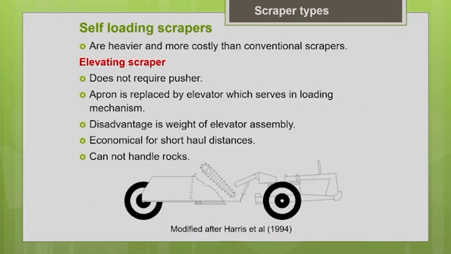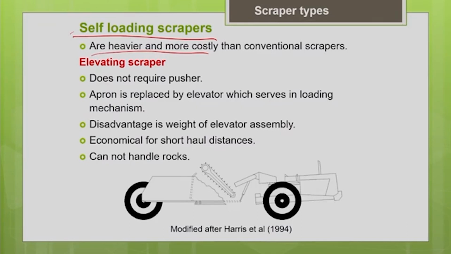So, the next is your self loading scraper. So far we have discussed the pusher loaded scraper, where it needs the assistance of a pusher during its loading operation. In these scrapers, it is self loading. That means it can load on its own. It does not need the assistance of another machine during its loading operation. But basically these machines are heavier and costlier when compared to your conventional pusher loaded scrapers. That is one limitation of this machine.